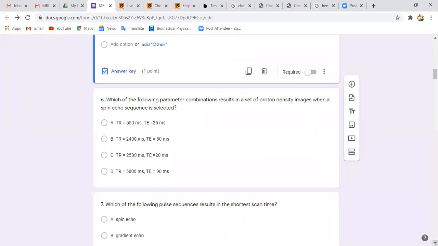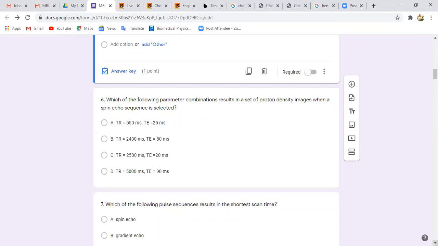For T1 weighted images, we usually have a short TR and a short TE. Whereas for T2 weighted images, we normally have a long TR and long TE. But in between these two, the proton density weighted image sequence appears, and it's usually acquired using a long TR and a short TE.